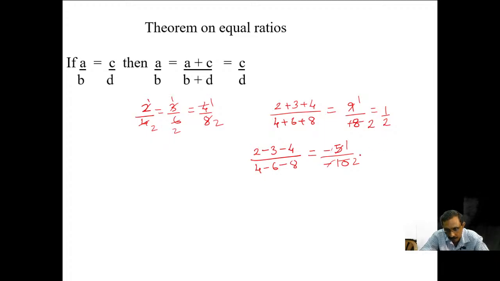If you see, here also we are getting the ratio as 1 upon 2. So whichever operation you use, you get your original value, that is 1 upon 2. When we get our original value back, that is called the theorem on equal ratios. So let us see a few examples based on ratio and proportion, and on the theorem on equal ratios.